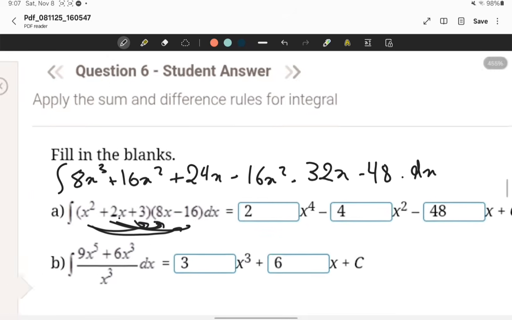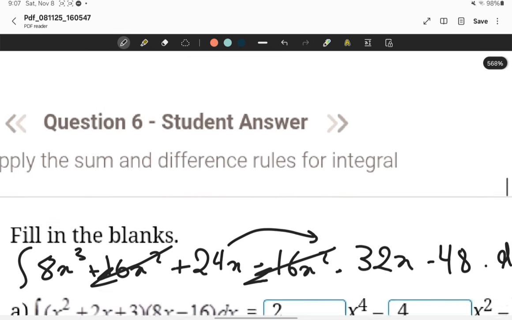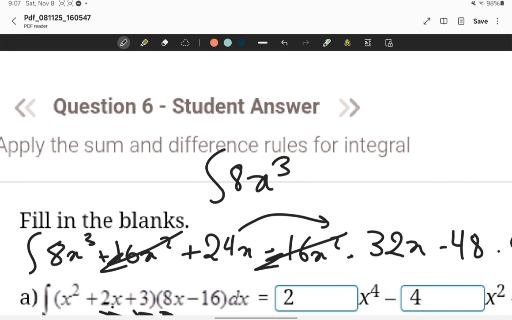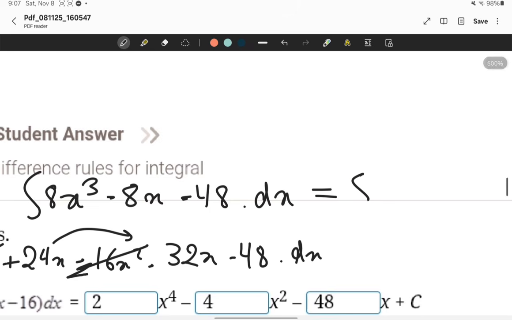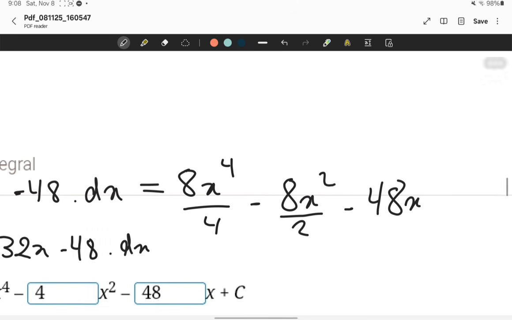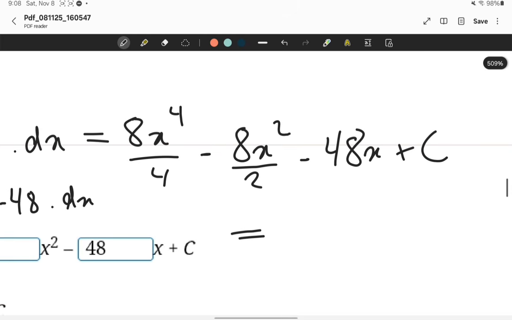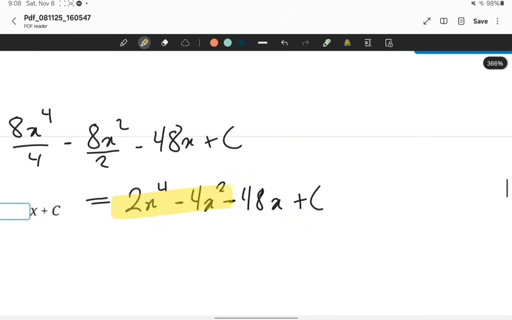Okay, so we could simplify this. Plus 16 cancels out with minus 16, and plus 24 and minus 32 just become minus 8. So I'll rewrite everything here. So it's just integration of 8x cubed minus 8x minus 48, and this dx. So we could integrate now. 8x to the power 4 divided by 4 minus 8x squared divided by 2 minus 48x plus c. So we simplify, you get 2x to the power of 4 minus 4x squared minus 48x plus c. This is your final answer.